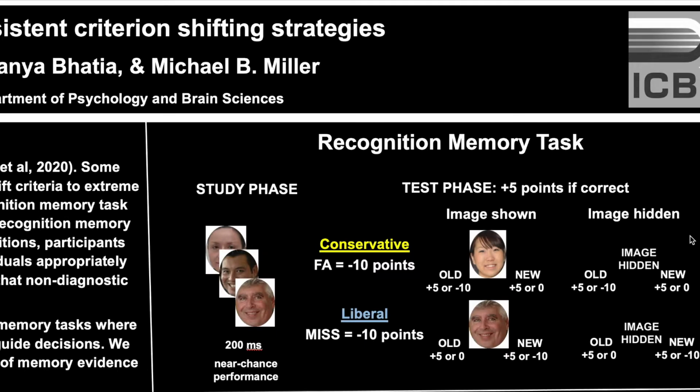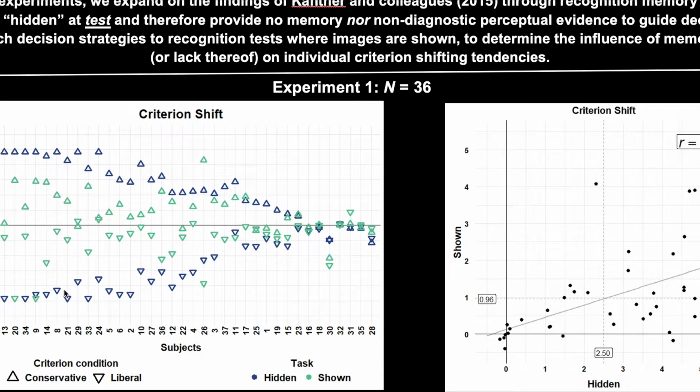In the image hidden condition, participants saw this prompt to suggest that the image was hidden, but they were told that there was still a right answer. An image would be old or new. Experiment 1 included 36 participants.